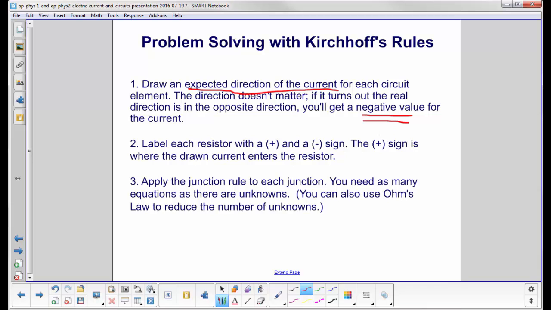And here's how you do that. And this is critical. You have to do this. You don't have a choice. The positive sign is where the drawn current enters the resistor. The negative sign clearly would be the other side of the resistor.